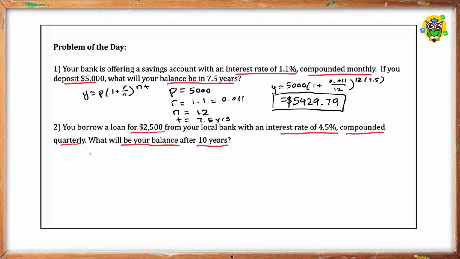So we're using our formula once again. We have y equals P times (1 plus r over n) to the power of nt. We have our P value, r value, n, and t. And based on the question, let's take a look. We have a principal of $2,500. We have a rate of 4.5%. We're going to rewrite this as a decimal. That is 0.045. And this is compounded quarterly. That means 4 times in a year. And t is 10 years.